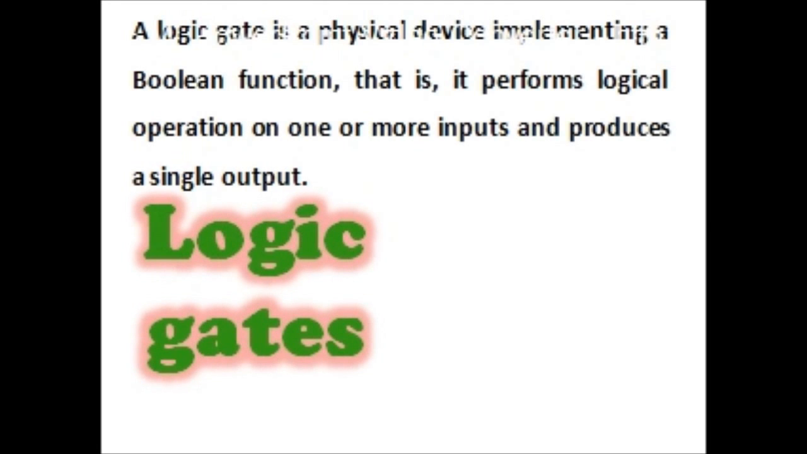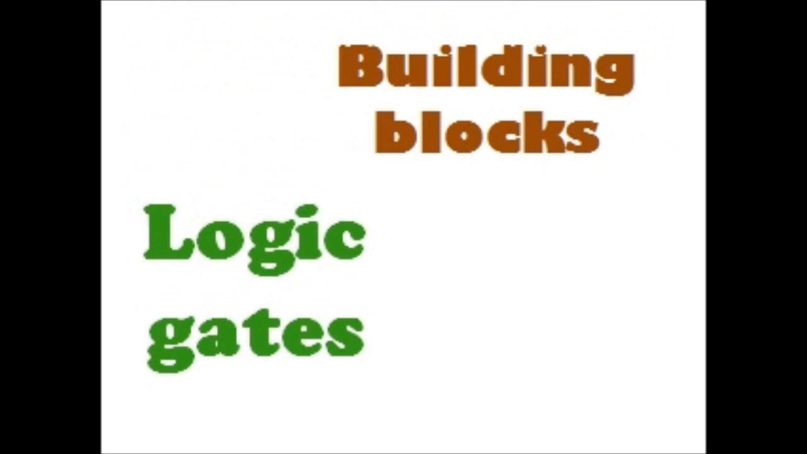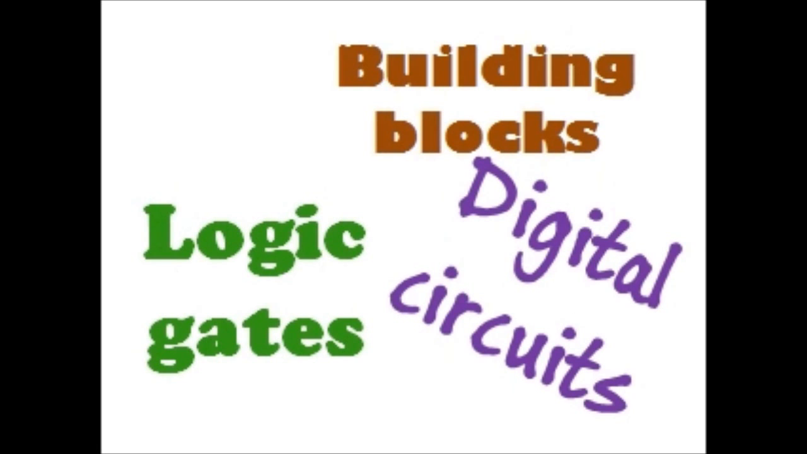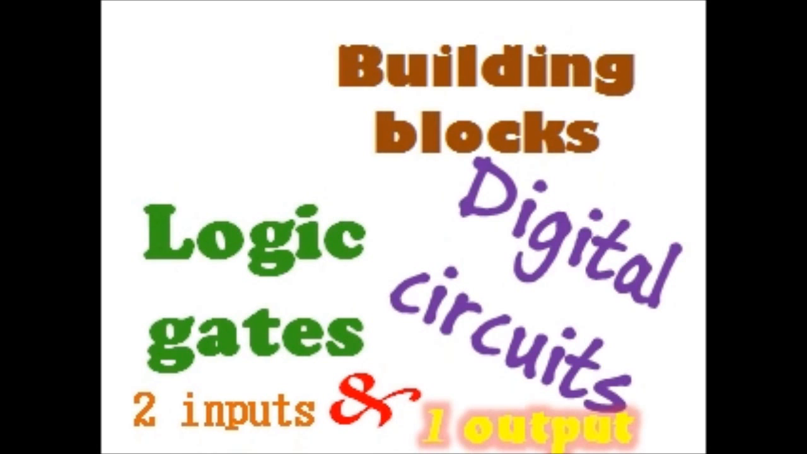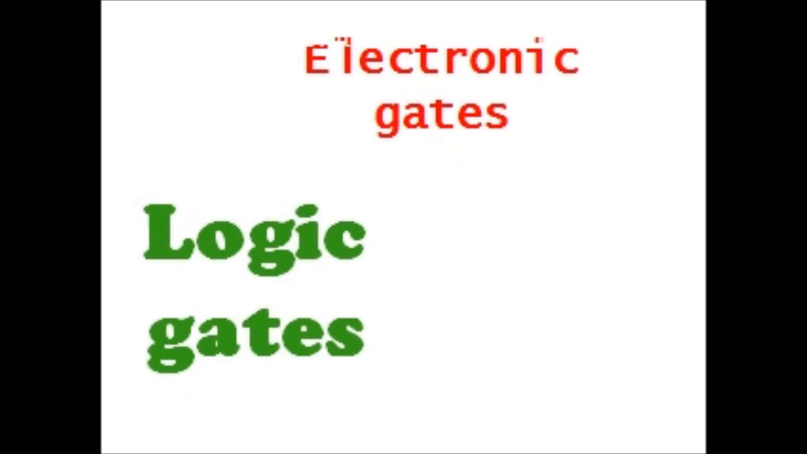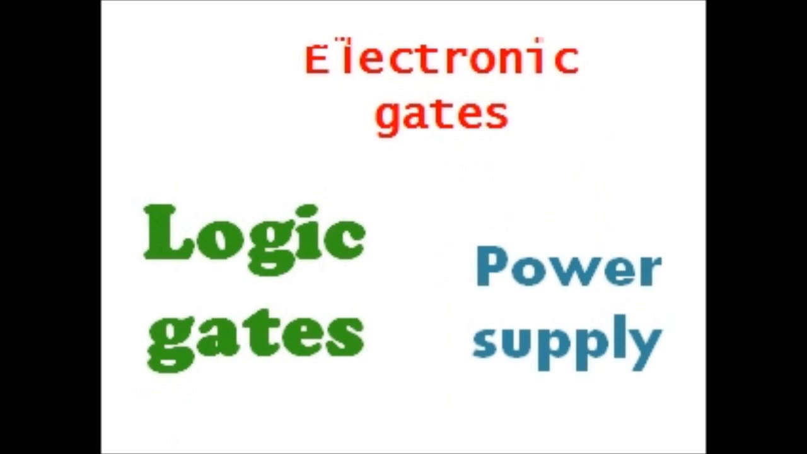What is a logic gate? A logic gate is a physical device implementing a Boolean function. That is, it performs logical operation on one or more inputs and outputs. Logic gates are building blocks of digital circuits. They have two inputs and give out one output. Logic gates are also electronic gates that require power supply.